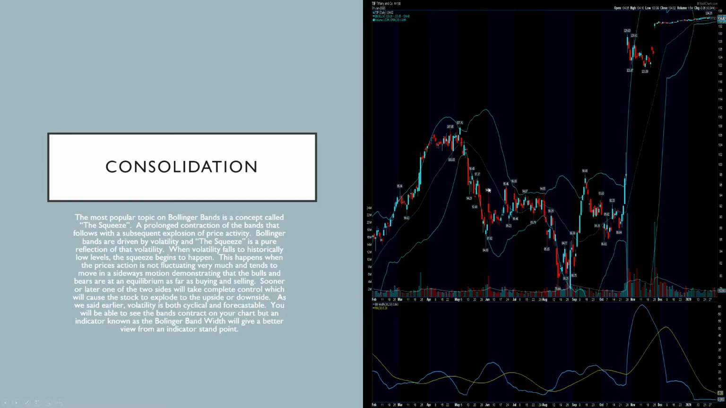Now it recovered and then started moving sideways again, finding support right in that 89 area and resistance right at that 95 area. So as the bands were once wide, they begin to constrict on the price action to reflect the sideways movement and also reflect the support and resistance.